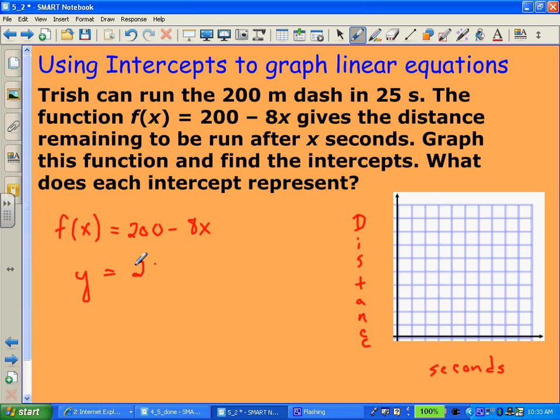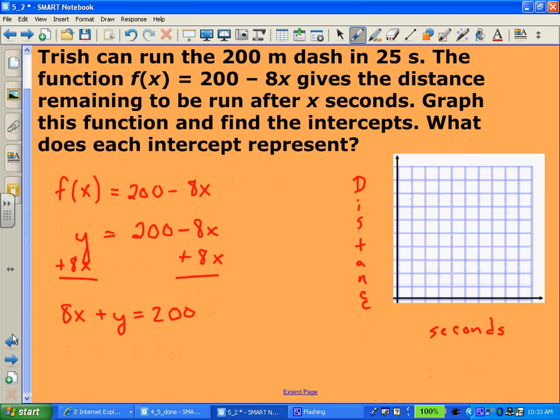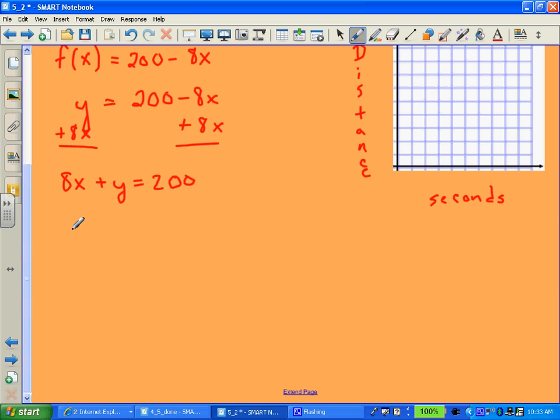Remember that f of x is y. So I'm going to rewrite this using y. And then just like the previous problem, I have to get x and y on the same side so that I can find the intercepts. So that gives me 8x plus y equals 200. And now I'm going to find my x and y intercepts. So let's start with the x. Replace y with 0, so that just gives me 8x equals 200.